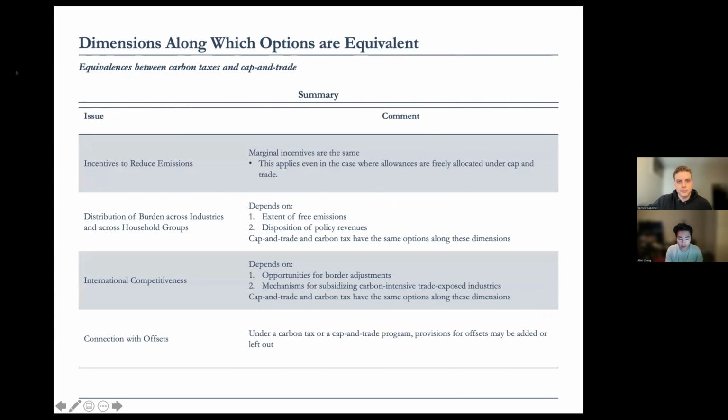And ultimately, here the author lays out some of the issues that critics have drawn around potential differences between the two systems, and how he believes that if altered properly, the two systems create the same amount of effect, regardless of which policy is chosen. So the first is regarding incentive to reduce emissions.